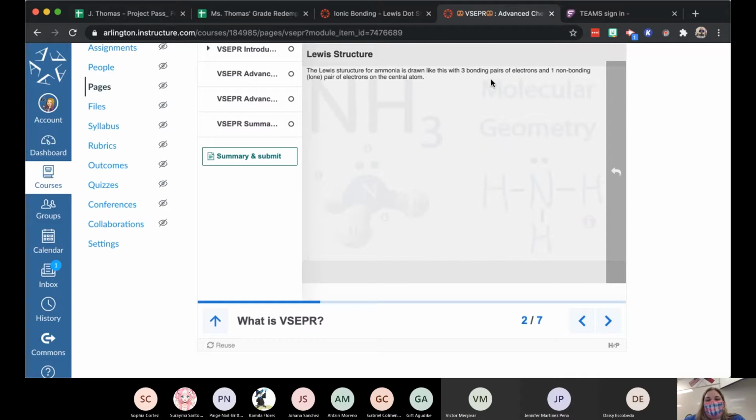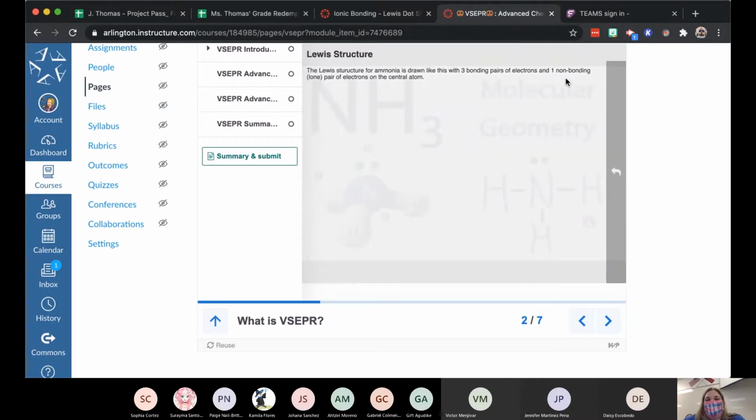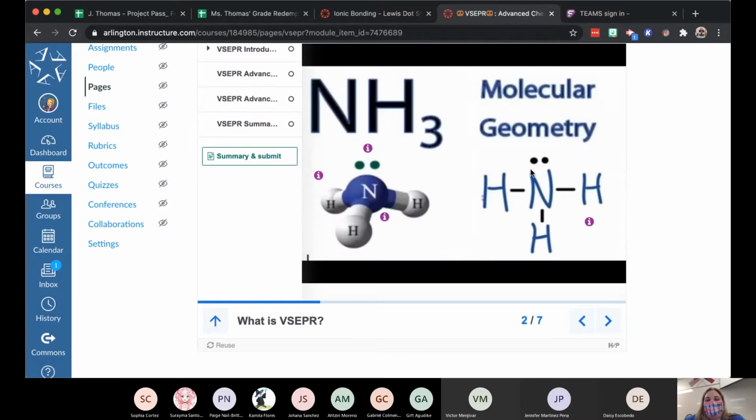And so I can look at this structure and I should be able to look at that nitrogen, the central atom, and say, okay, there are 3 bonding pairs of electrons because there are 3 atoms bonded to it. There's a hydrogen here, a hydrogen here, and a hydrogen here. That's 3 bonds. And then it also has 1 non-bonding pair, and we call that a lone pair of electrons. And it's here on the central atom, which is the nitrogen. The reason that's important is because if there's a lone pair on the central atom, it's going to affect the shape.